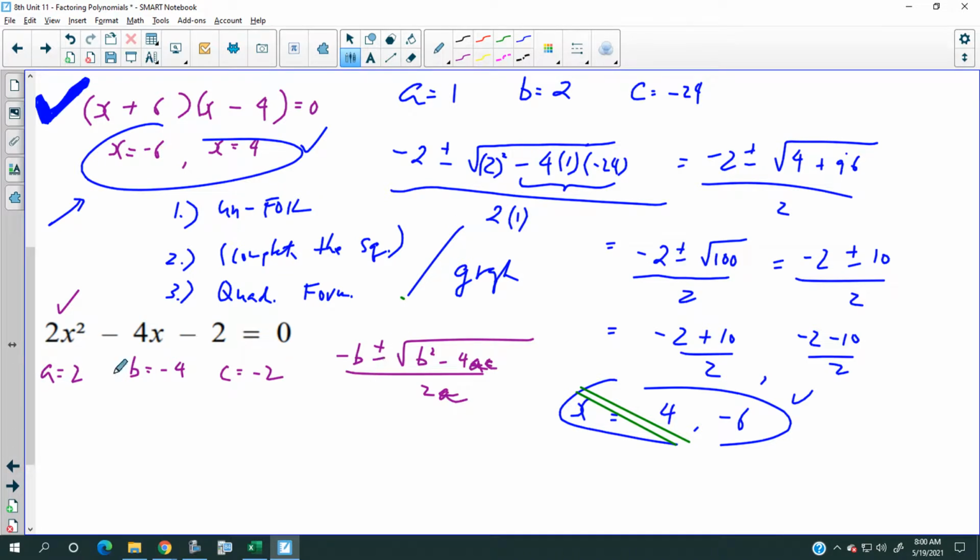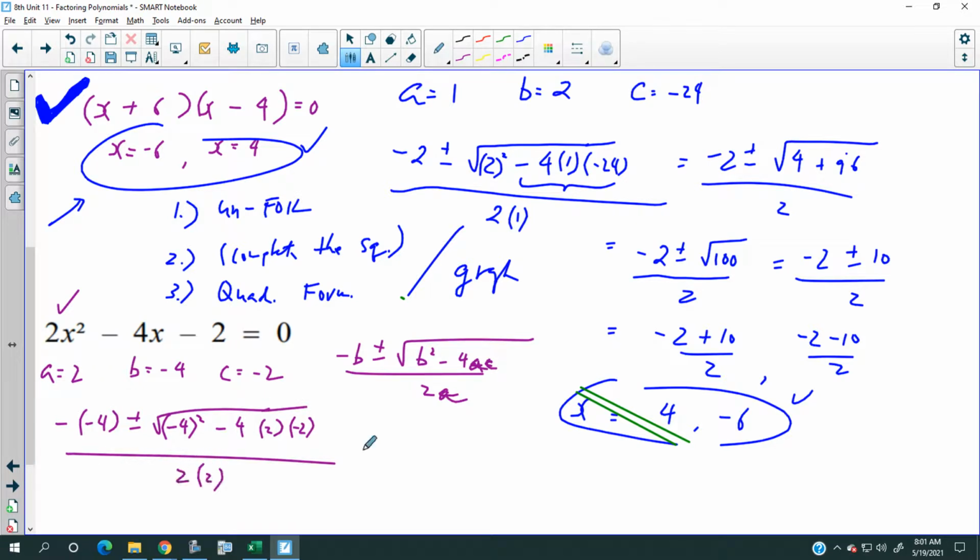Okay, let's see, negative b, so that's negative of -4, plus or minus the square root of b squared, so that's -4 squared, put parentheses around that, minus 4ac, over 2 times a. All right, so far so good. You can press pause and check my formula against your formula. Now that's positive 4.